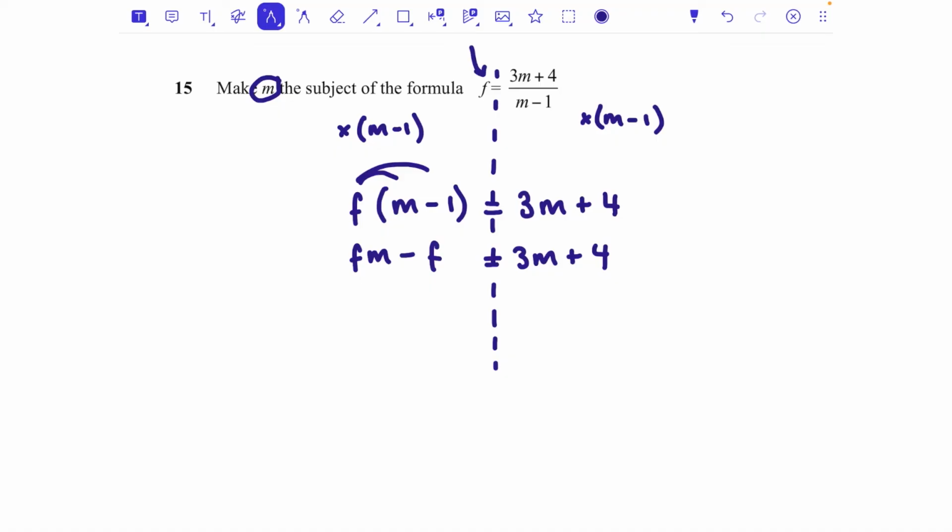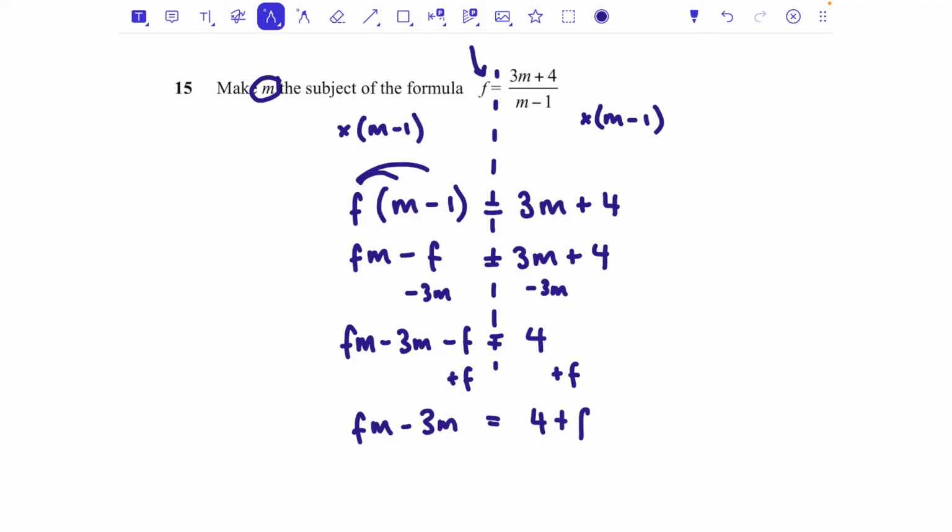Now, to do that, I'm going to put everything with an m on one side and everything without an m on the other side. So I'm going to take 3m away from both sides to get fm minus 3m minus f equals 4. And then I'm going to add the f to both sides because that doesn't have an m in it, so I don't want it on the left-hand side. fm minus 3m equals 4 add f.